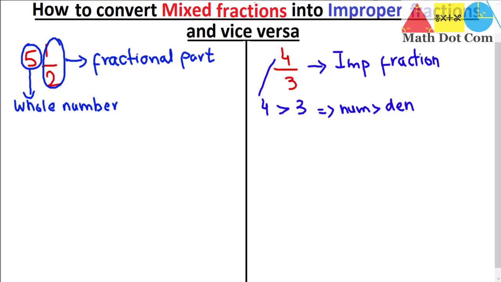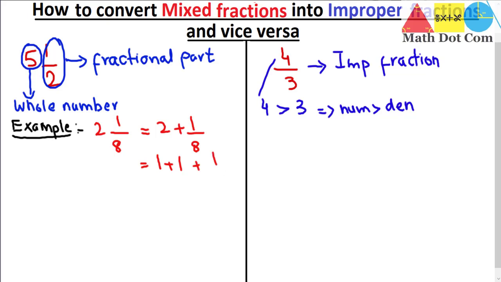Now let's see how you can convert a mixed fraction into an improper fraction and an improper fraction into a mixed fraction. We have an example for converting a mixed fraction into an improper fraction. If the mixed fraction is 2 whole 1 divided by 8, how can you convert it? You can also write it as 2 plus 1 divided by 8. Then we can break this 2 into 1 plus 1, plus 1 by 8. What I have done is broken this 2 into 2 ones.